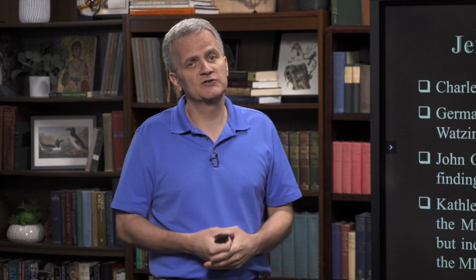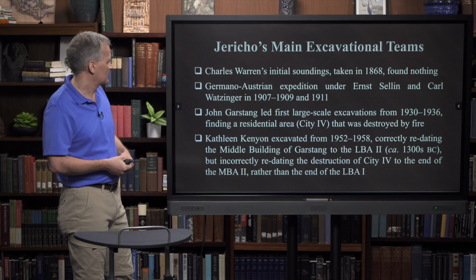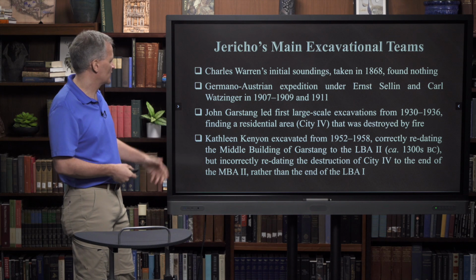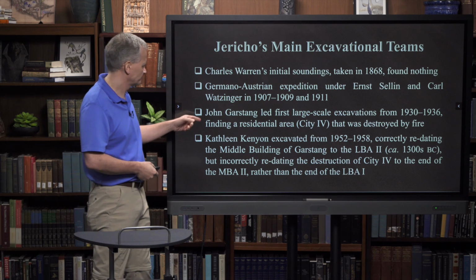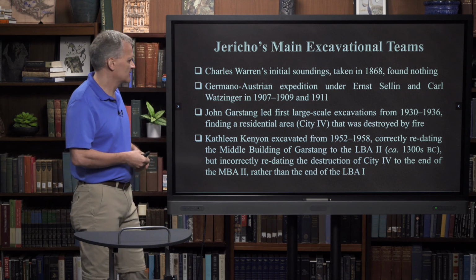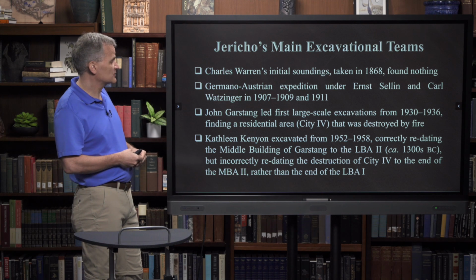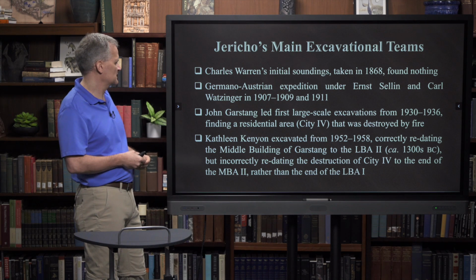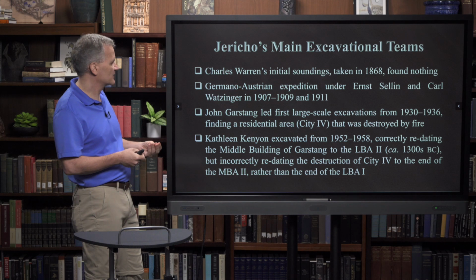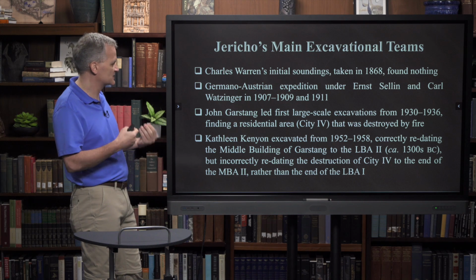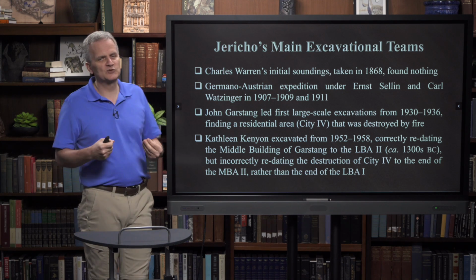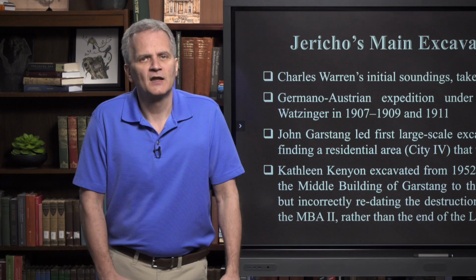So during those years of the dig, they were able to discover some important things at Jericho, even though it's over a century ago. John Garstang led the first large-scale excavations at Jericho from 1930 to 1936, and he found a residential area that he called City 4, which was destroyed by fire.